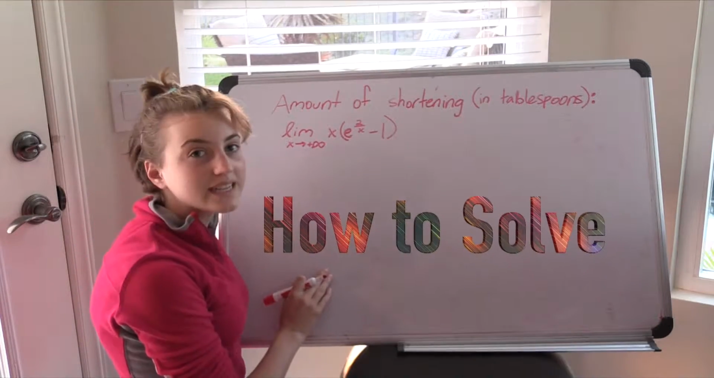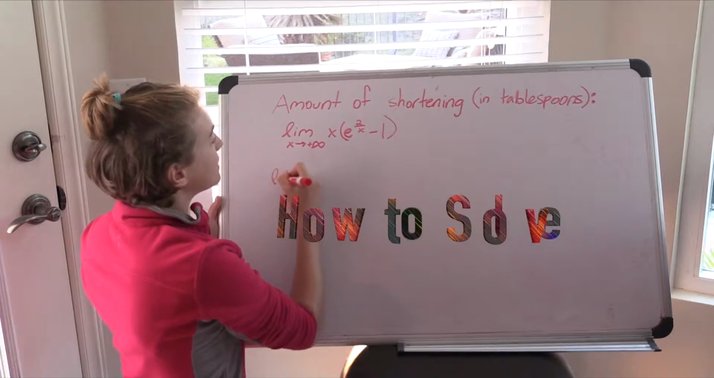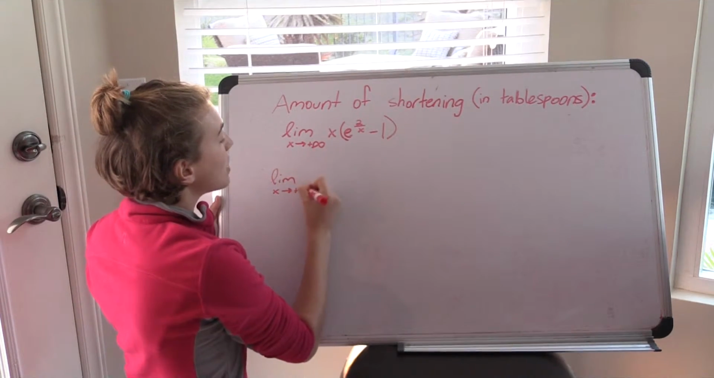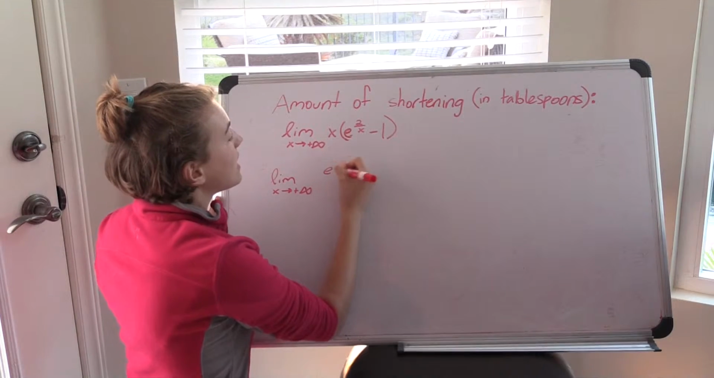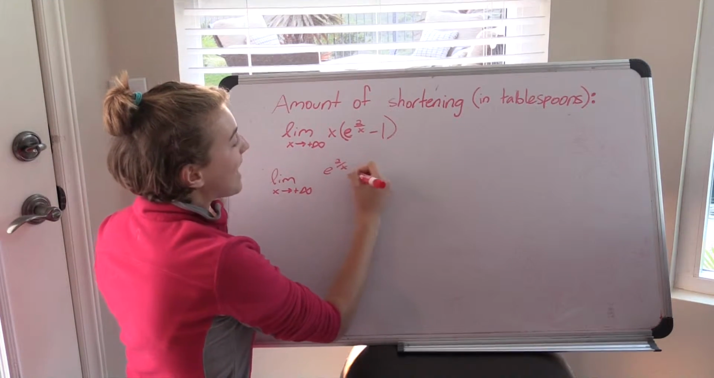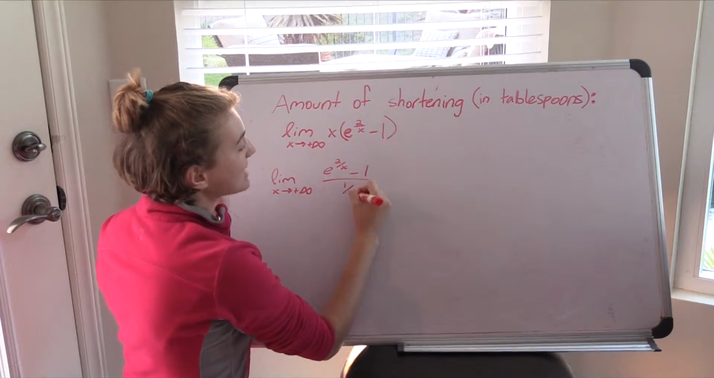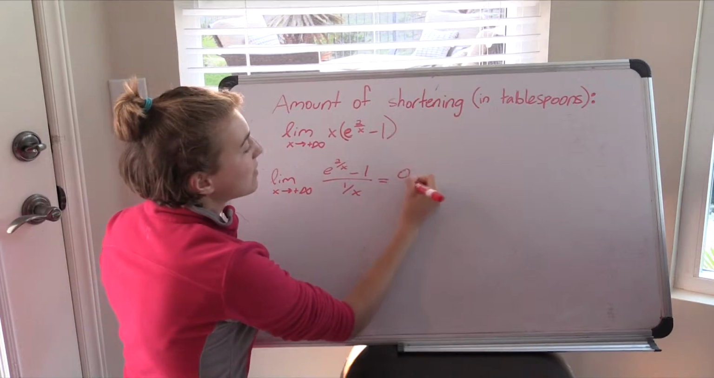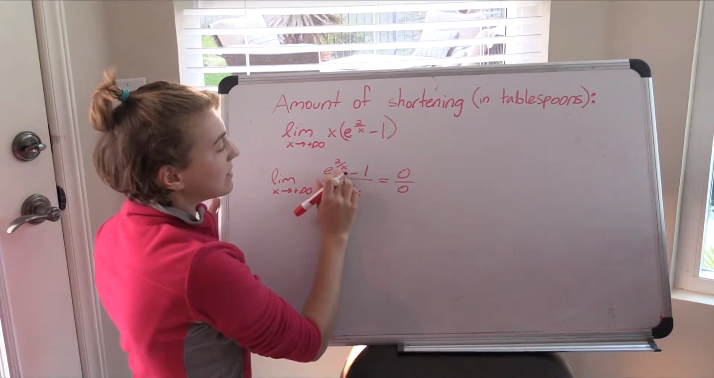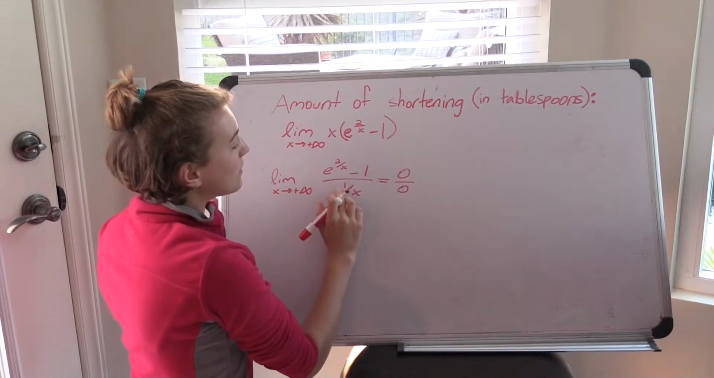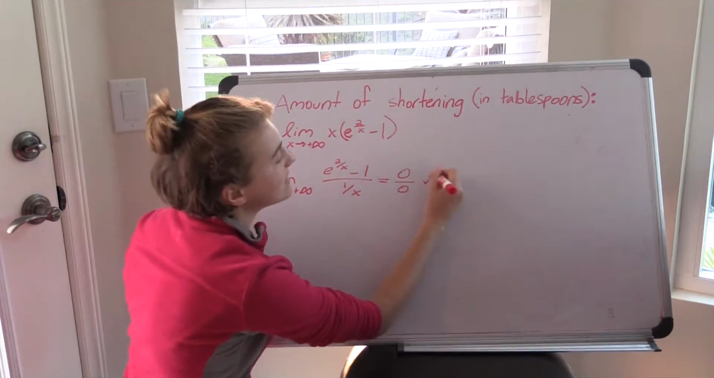Okay, so for this problem, we need to use L'Hopital's rule. So first, we're going to put it into fraction form so that we can find an indeterminate form. So the limit as x approaches positive infinity of e to the 2 over x minus 1, over 1 over x, and that is equal to 0 over 0, because e to the 0 is 1, minus 1 equals 0, and then 1 over a huge number is going to be equal to 0, and this is an indeterminate form.